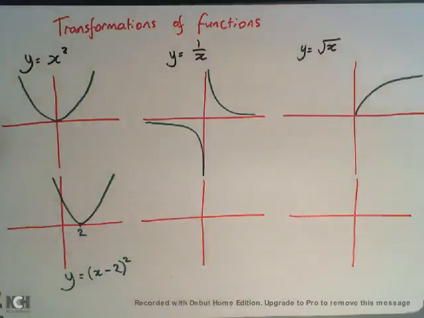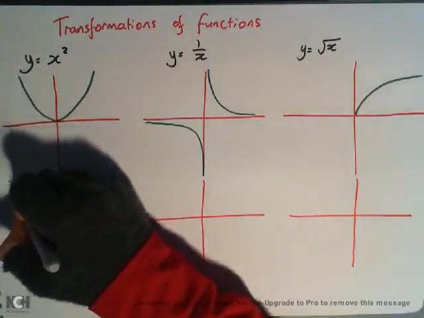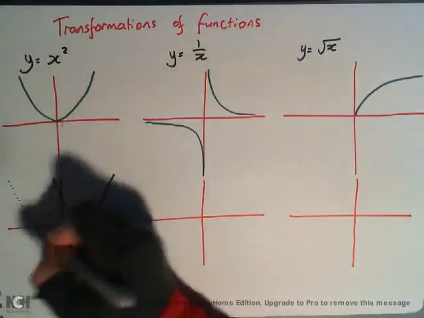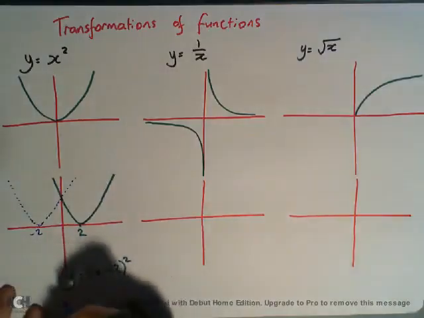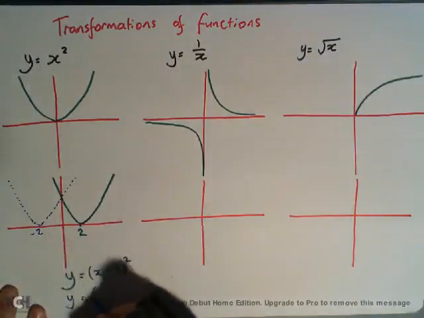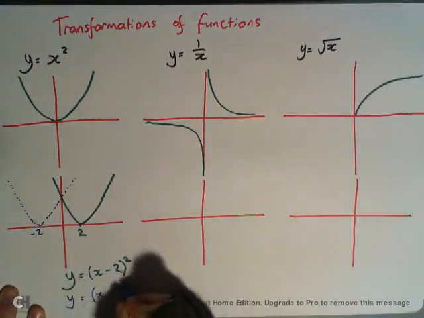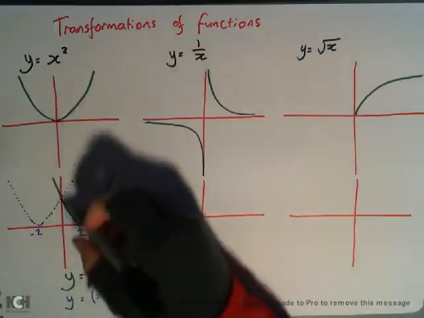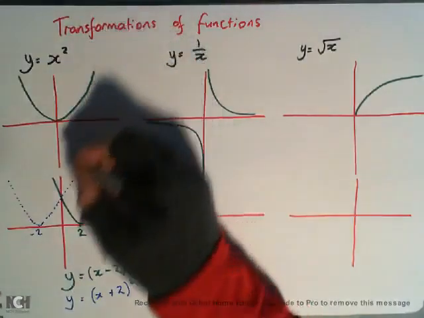Now, if I go to the left, if I moved it to the left 2, it would be y equals (x plus 2) squared. So that's moving it left and right. Moving it up and down, as a third instance, I've got y equals x squared.